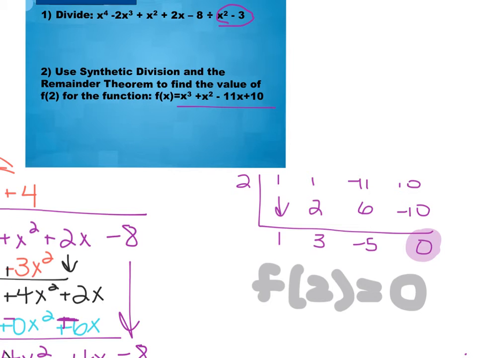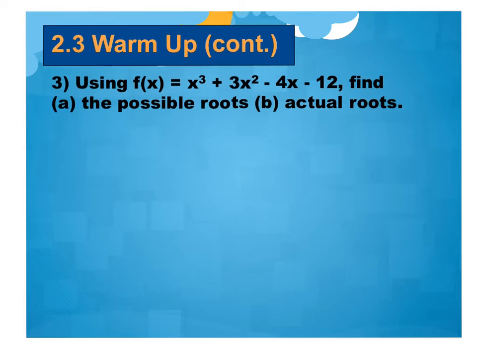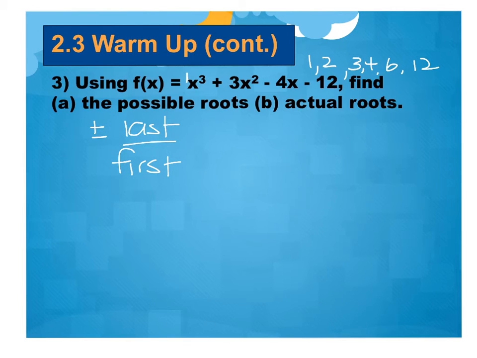Okay, and then 3 says using f of x equals x to the third plus 3x squared minus 4x minus 12, find A, possible roots, B, actual roots. So remember, possible roots are plus and minus the factors of the last over the factors of the first. So the first is just 1. The last would be 1 and 12, 2 and 6. Could they give you the equation but put everything out of the correct order?